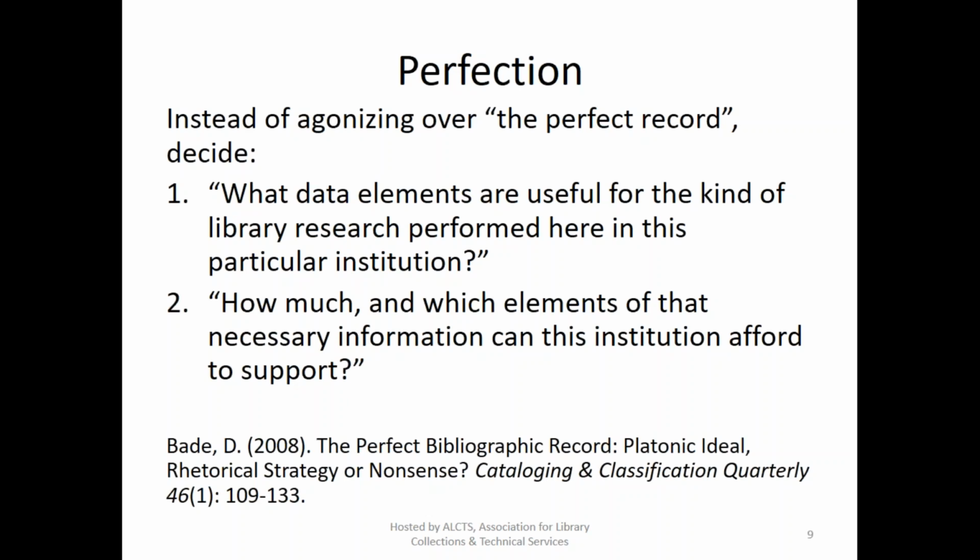But instead of agonizing over the perfect record, we would like to refer to 2 questions that David Bade recommended that you ask when you make decisions about record content. And I am paraphrasing them as follows. First of all, what data elements are needed by your library users? And secondly, how much of that information can your institution afford to provide?